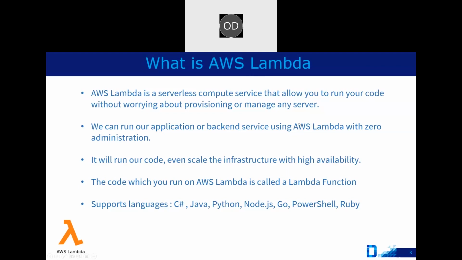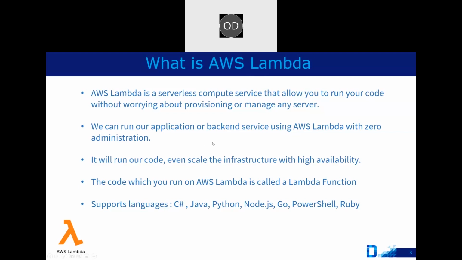This AWS Lambda allows you to run your code without worrying about provisioning or managing any server. We can run our application or backend service using AWS Lambda with zero administration. So it's very helpful to run our service or application easily. It will also run our code and scale the infrastructure with high availability, so we don't need to worry about scaling. AWS Lambda helps to do that in a very efficient way.